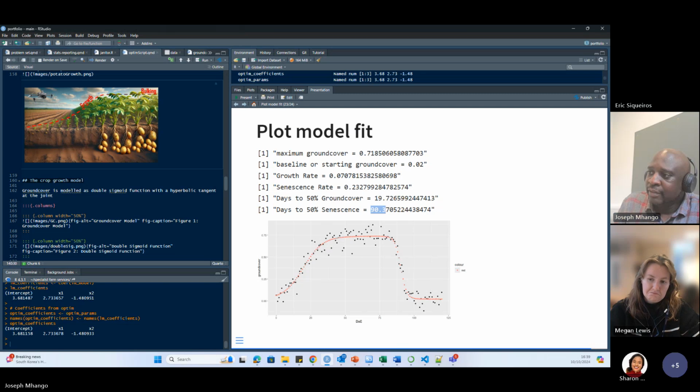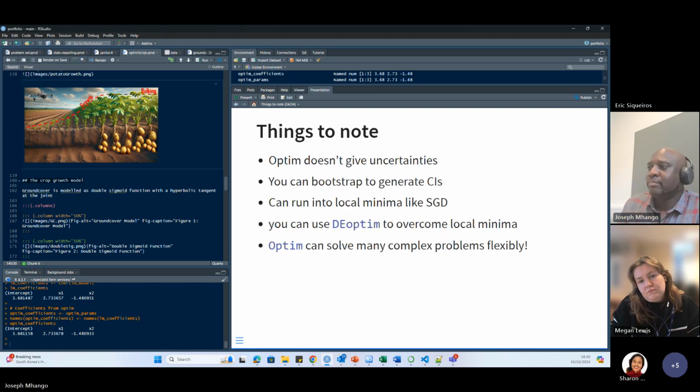So all of this wouldn't have been possible with just a plain old linear model or some mixed effects model or some machine learning model. You wouldn't get out all this information. But adding the power of subject matter expertise plus an optimizer like Optim, you are able to get this.